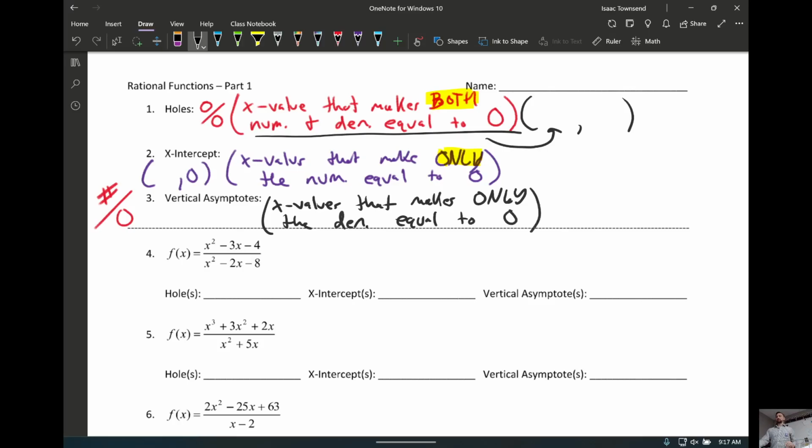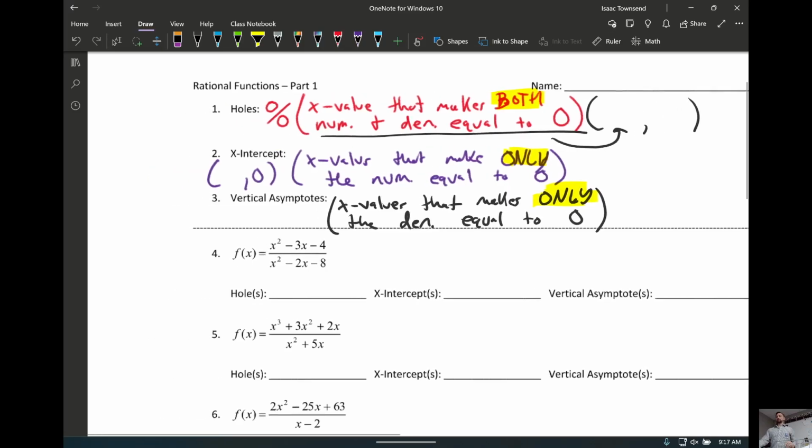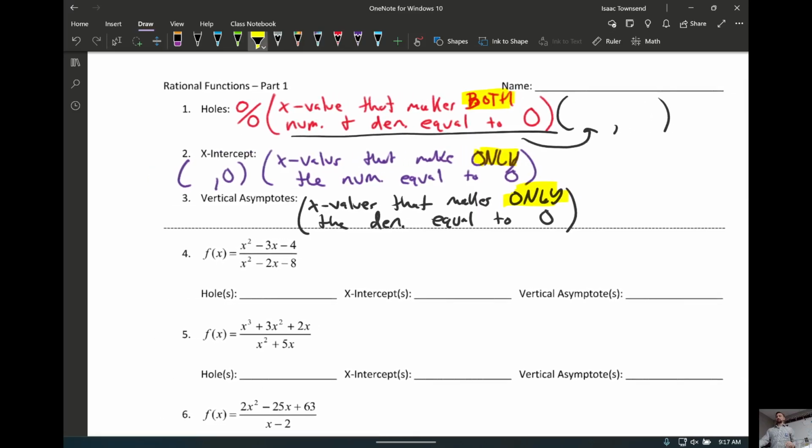The reason why I have to squeeze the word "only" in again is because if it makes both the numerator and denominator 0, it can't be a vertical asymptote because it's a hole instead. Visually, each of these things look like different stuff. So I think it's going to make sense if we jot a quick little picture of what we're talking about here. If you have a function that has a hole, that just means it doesn't exist at one instance.